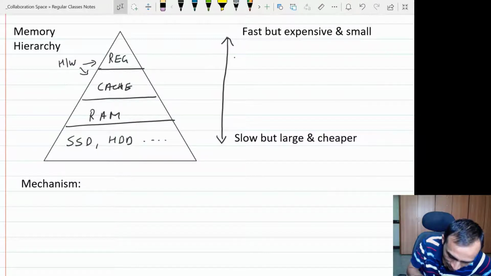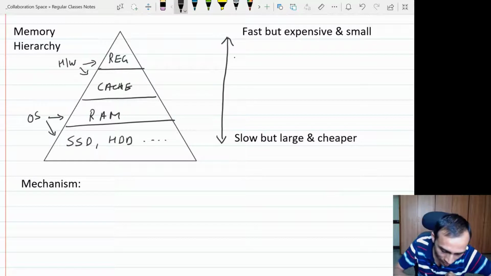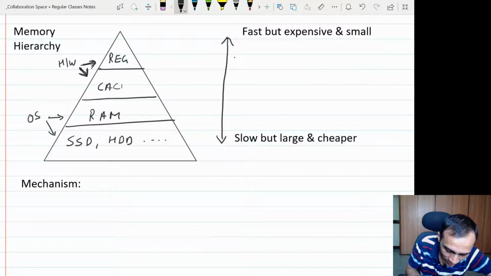But between this memory and hard disk, whenever the data movement has to happen, generally it is the OS which gets involved. The reason is simple: registers and cache are inbuilt into the hardware chip, and these are very fast things. So anything which has to be done fast should be done at the hardware level. But the disk and all that are normally of the order of milliseconds, so they are not so fast to access. And so the OS itself can do that job.